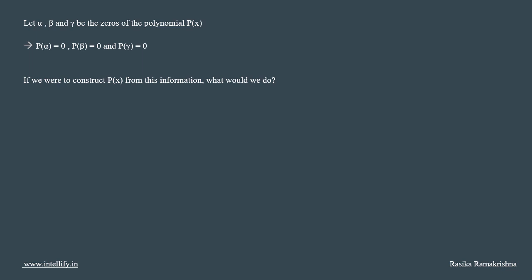Alright, so let's try and understand the relationship between the zeros and coefficients of a polynomial. So let us suppose that alpha, beta and gamma are the zeros of polynomial p of x. So what does this imply? By definition, you have p of alpha equal to 0, p of beta equal to 0 and p of gamma equal to 0. Alright, so now the major question is, if we are given the zeros of the polynomial, can we construct the polynomial as such from this? Well, the answer to this is pretty simple.